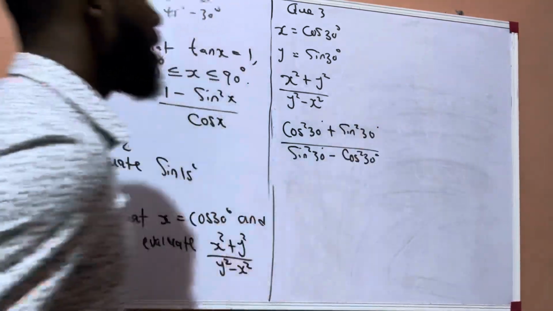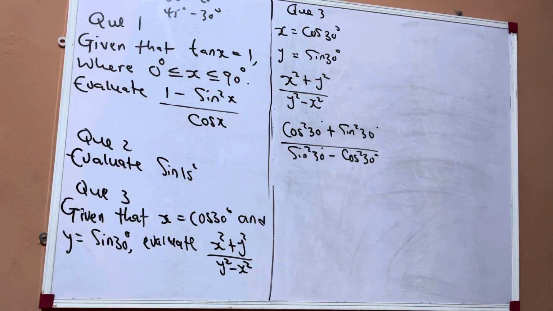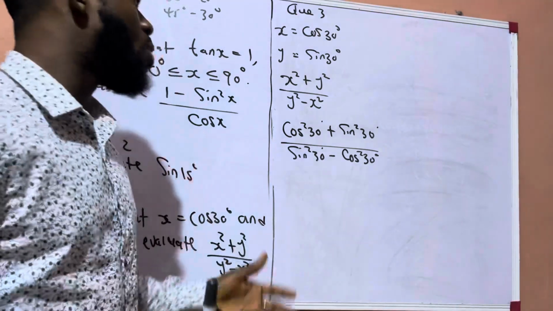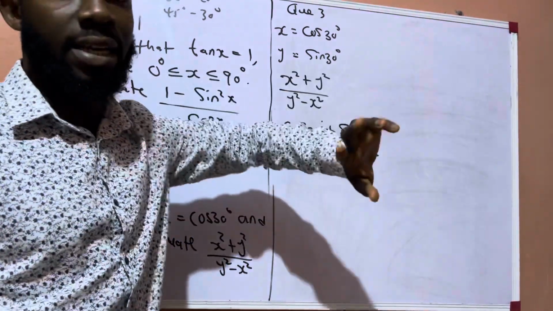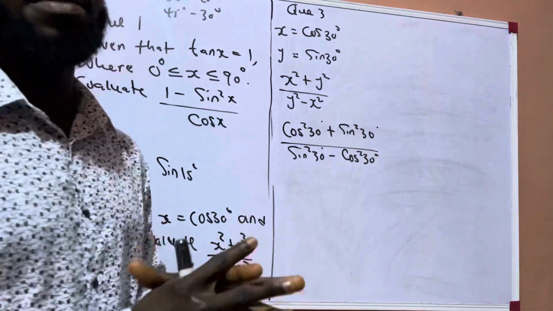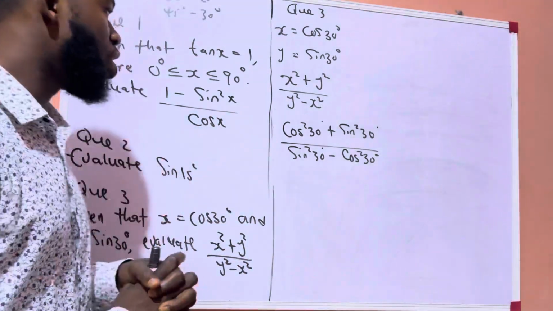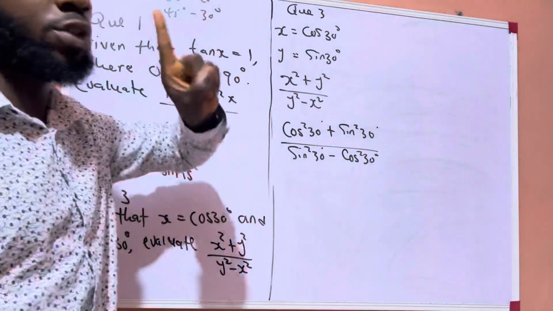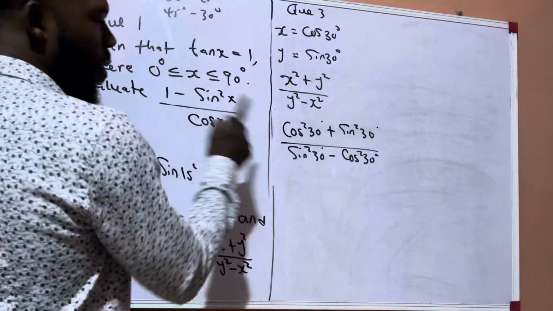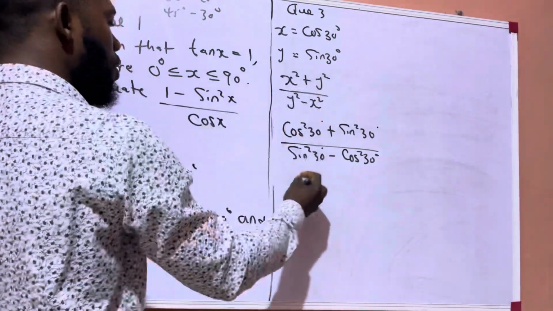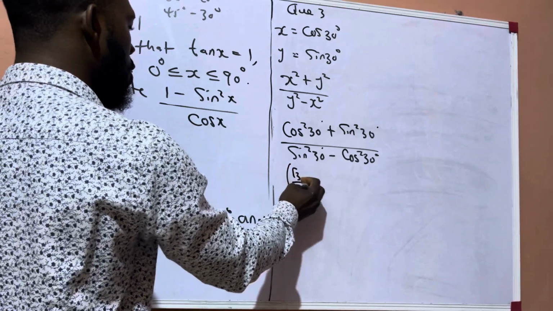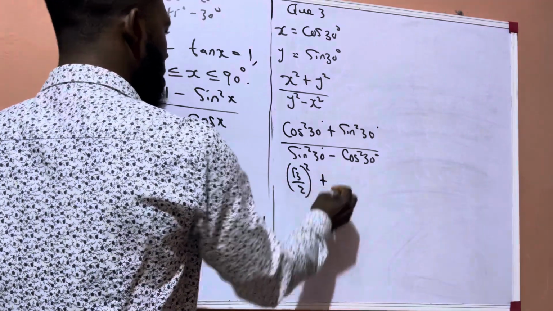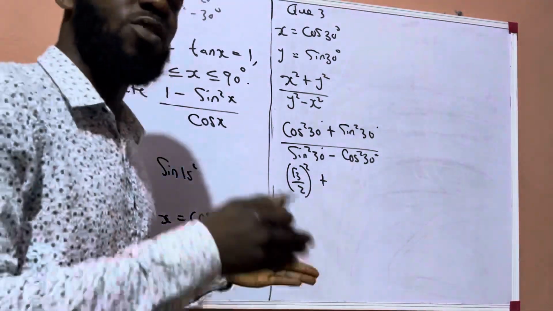Now we have been able to substitute for x and y in the question. What is the next thing we need to know? What is cos 30 and what is sin 30? Cos 30 is the same thing as sin 60, which is root 3 over 2. So anywhere I see cos 30, I'll put root 3 over 2. Here it becomes, but don't forget that cos 30 is carrying the square, root 3 over 2 all raised to the power of 2, plus, now sin 30 is 1 over 2, which is the same thing as cos 60.